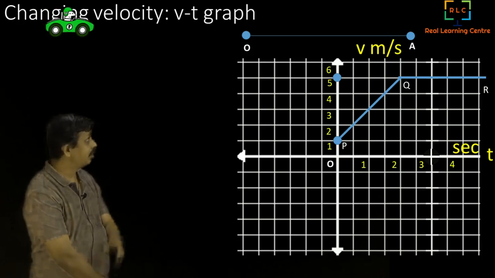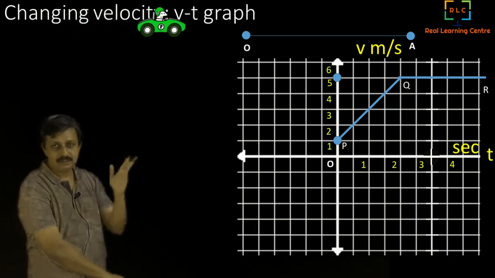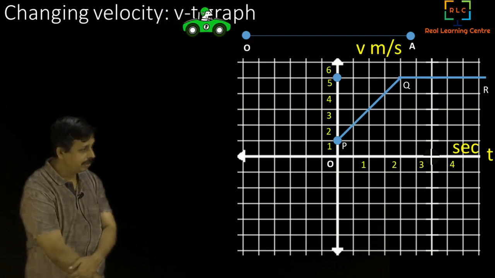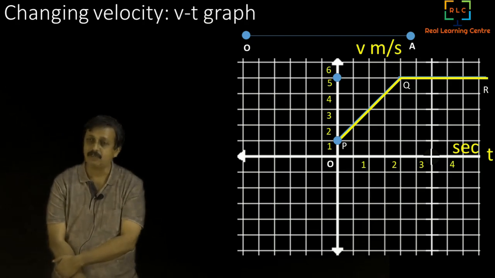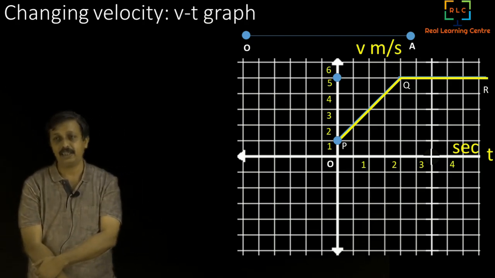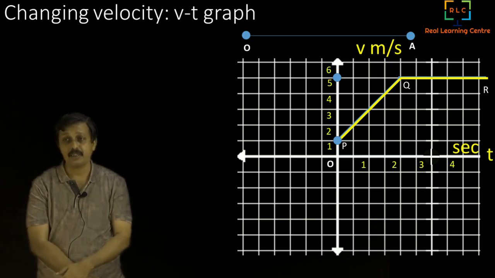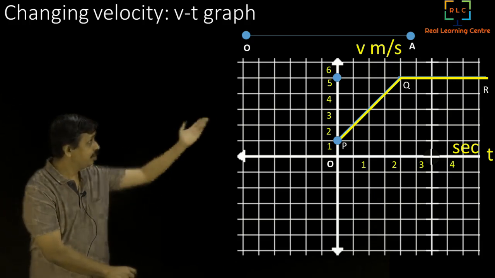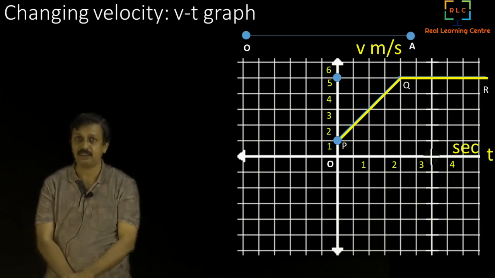So the car is moving at constant speed now, and it goes up to O with constant velocity, and at O it starts accelerating, and from A onwards it goes with a constant velocity again. So the line basically, PQ, signifies the change of velocity, continuously changing velocity.